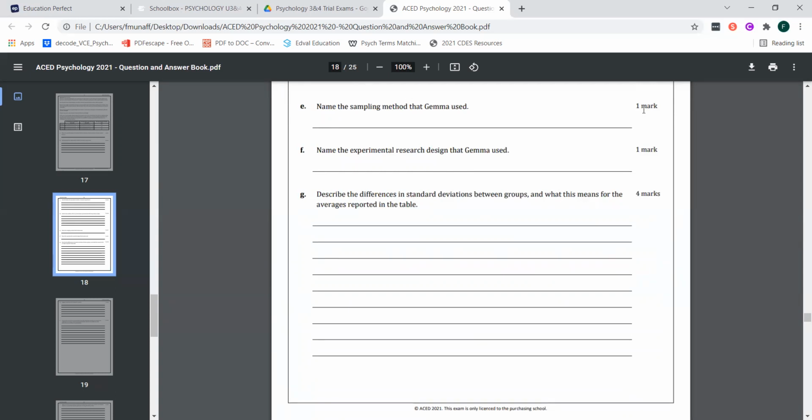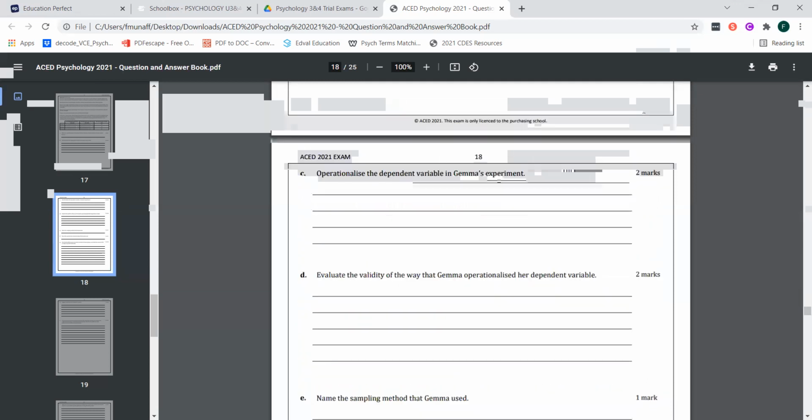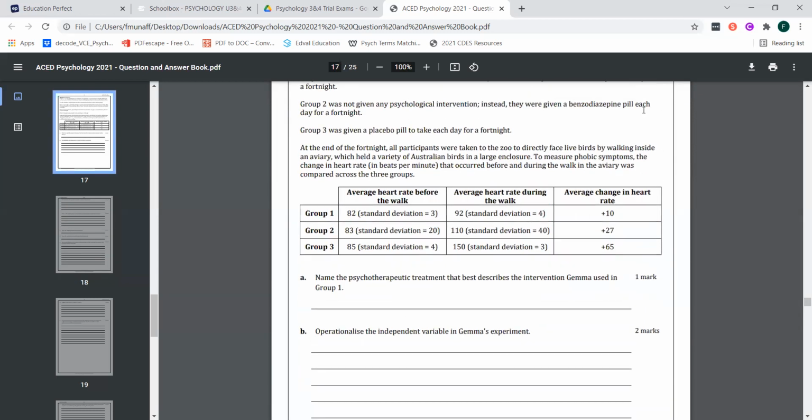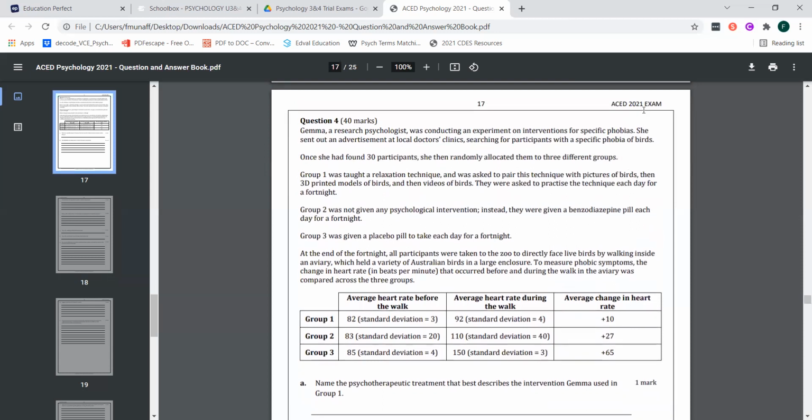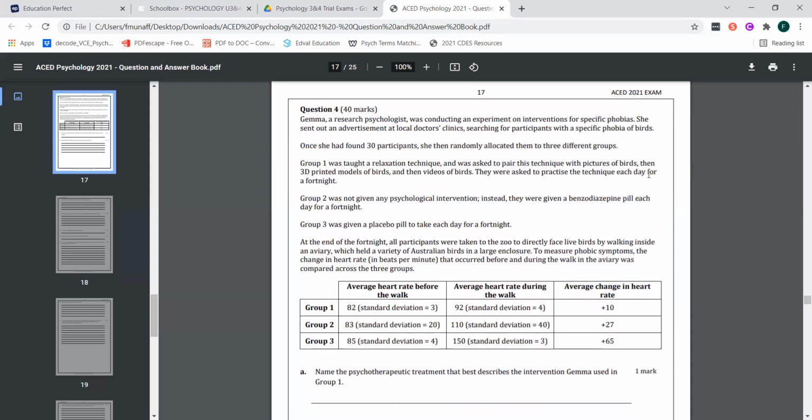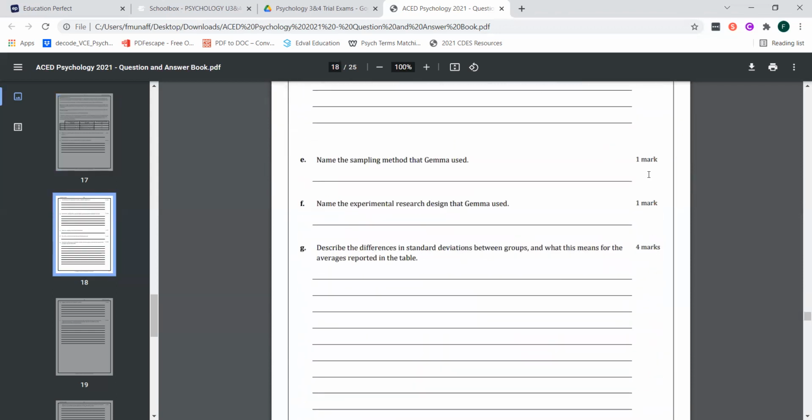And then name the experimental research design that Gemma used. What do you guys think? There are 3 separate groups. Okay, one of the groups is a placebo, but each of them contain different people. Okay, she randomly allocates them to 3 different groups. Sorry, say it again. Is it independent? Yeah, independent groups. Yeah, so you would just write here, independent groups design. Again, you don't have to describe this, you just need to name it.